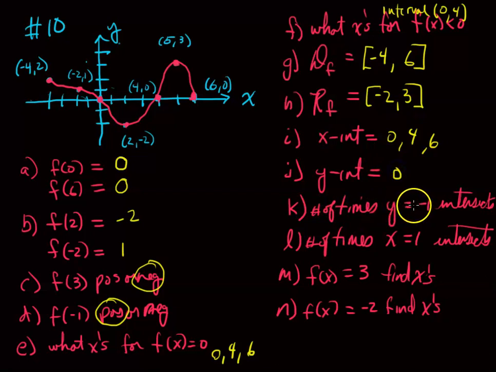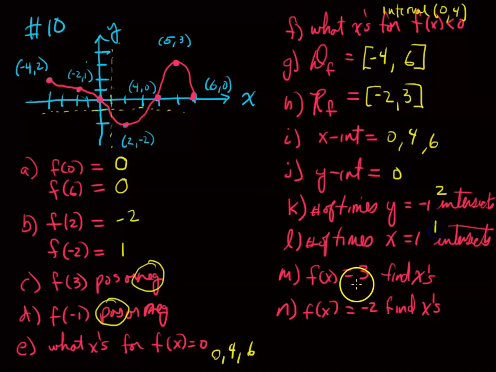Number of times y equals negative 1 intersects the graph. So this y equals negative 1 is a horizontal line. The number of times is 2. Number of times x equals 1 intersects the graph. X equals 1 is a vertical line. Just 1. We should have been able to answer that.